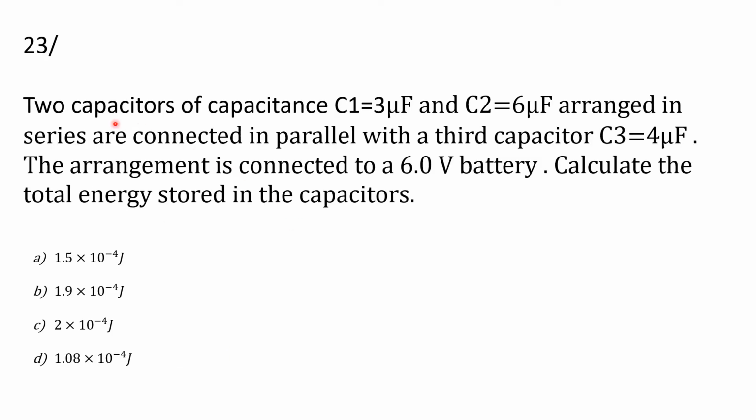Then two capacitors of capacitance C1 equal to 3 microfarad and C2 equal to 6 microfarad arranged in series are connected in parallel with a third capacitor C3 equal to 4 microfarad. The arrangement is connected to a 6.0 volt battery. Calculate the total energy stored in the capacitors. And here the options are 1.5 into 10 to the power minus 4 joule, 1.9 into 10 to the power minus 4 joule, 2 into 10 to the power minus 4 joule, and 1.08 into 10 to the power minus 4 joule.